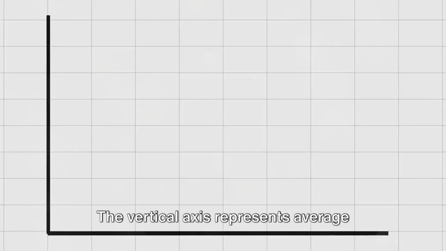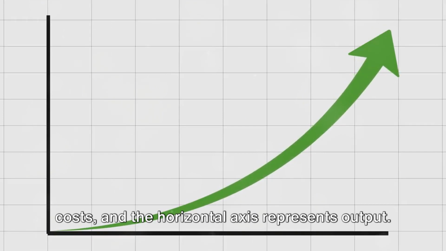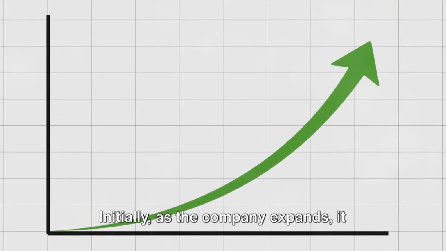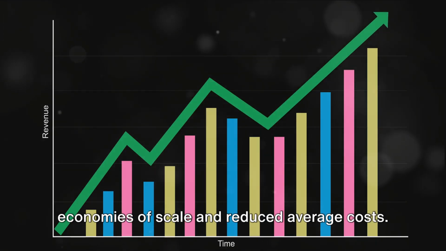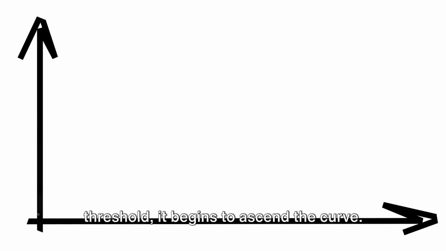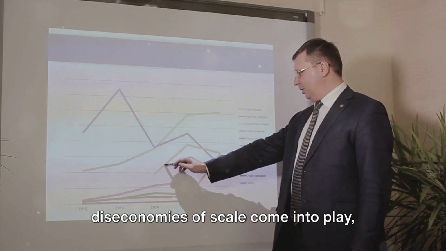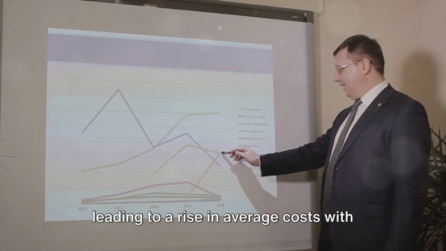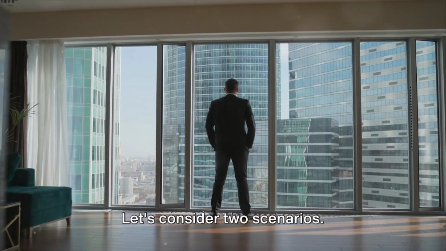Imagine a graph. The vertical axis represents average costs, and the horizontal axis represents output. Initially, as the company expands, it descends along the curve, demonstrating economies of scale and reduced average costs. However, once growth surpasses a certain threshold, it begins to ascend the curve. This is the point where internal diseconomies of scale come into play, leading to a rise in average costs with increased production. Let's consider two scenarios.